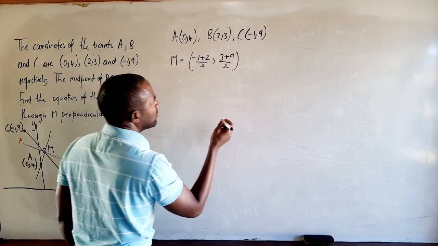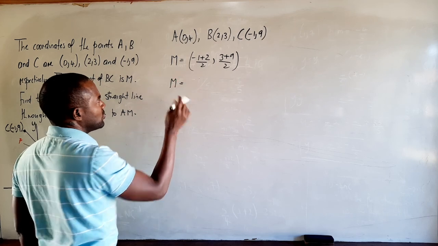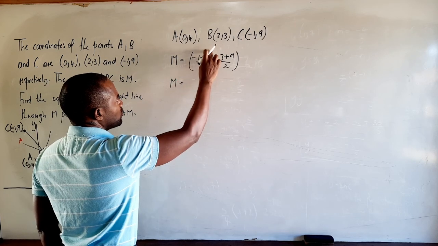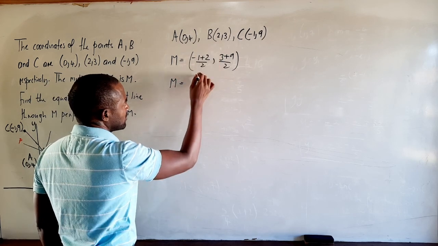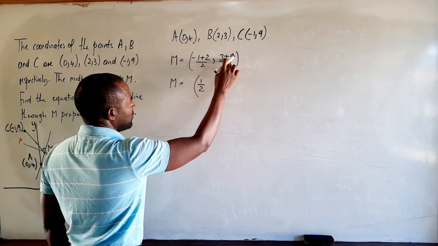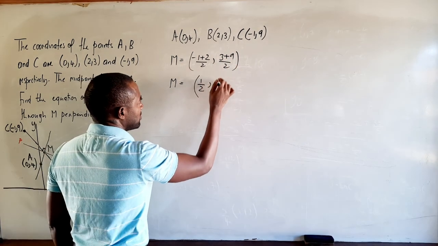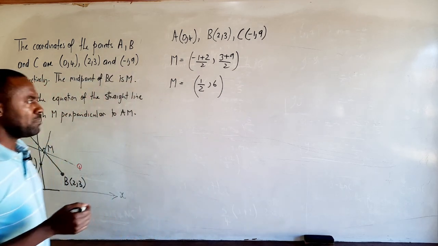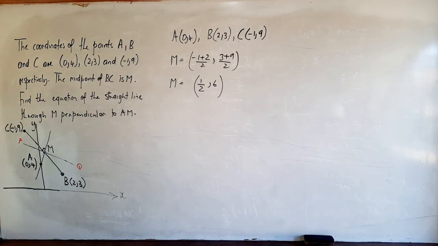Right? And so this gives us that M is equal to minus 1 plus 2, that is 1. So that's a half. And of course, 3 plus 9 is 12. 12 divided by 2, that is 6. So therefore, the coordinates of M, the midpoint of BC, is a half, 6.